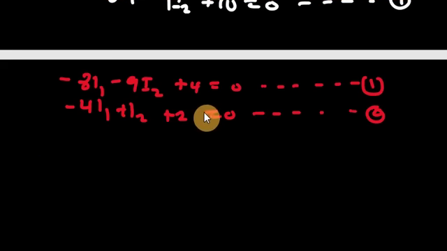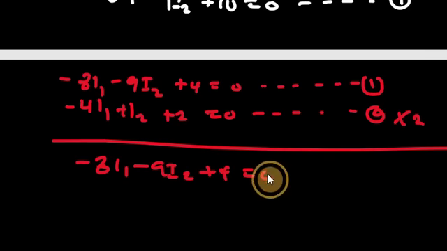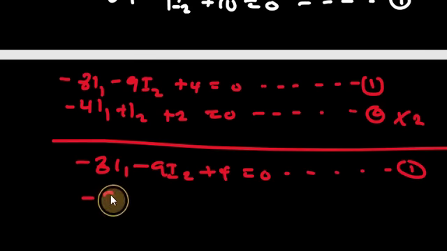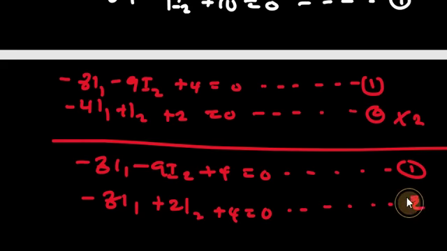In order to solve this simultaneously, we see if we can eliminate any of the items. Let's multiply equation 2 by 2. For equation 1, we have minus 8I1 minus 9I2 plus 4 equals 0. When we multiply equation 2 by 2, we have minus 8I1 plus 2I2 plus 4 equals 0. This is our equation 2.